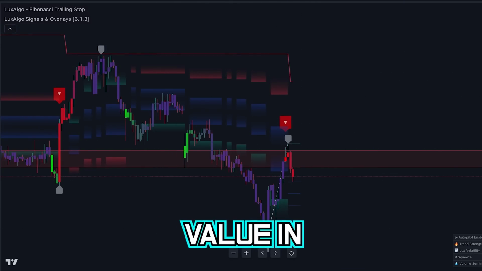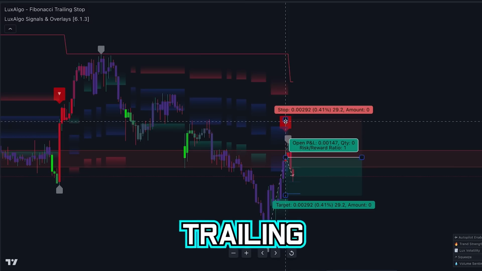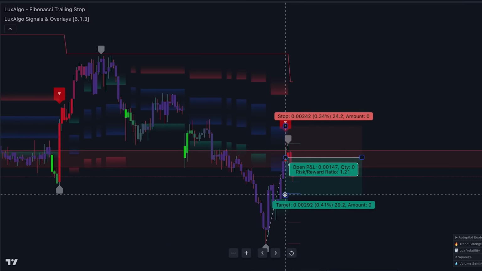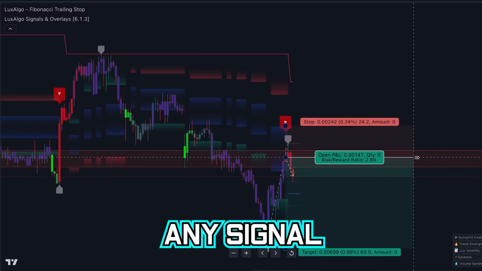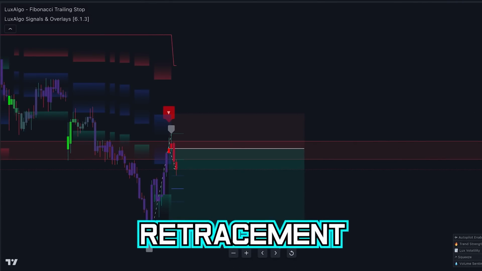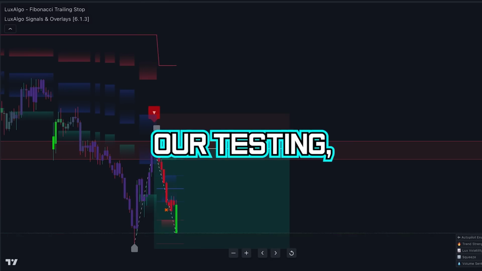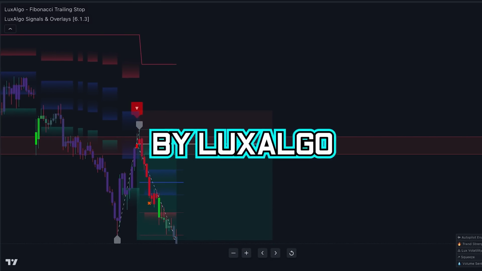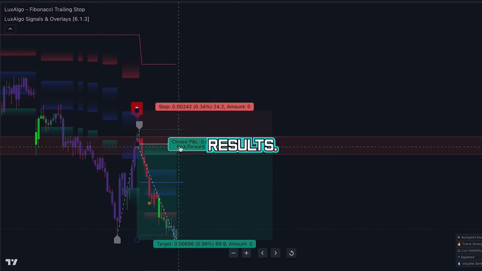I hope you found value in this video on the Fibonacci trailing stop indicator. Keep in mind, while you can use any signal indicator of your preference to create confluence for entries in the retracement zone, based on our testing, the Signals and Overlays indicator by LuxAlgo has shown promising results.